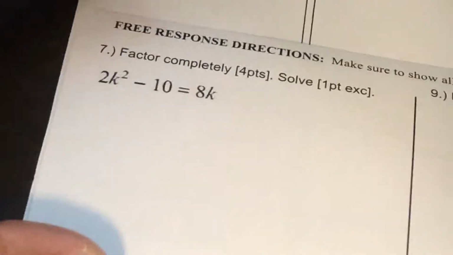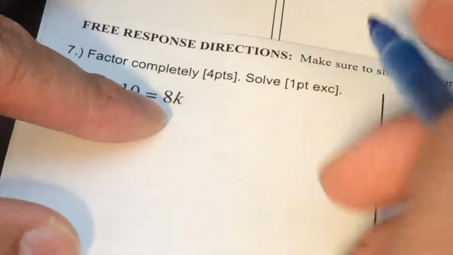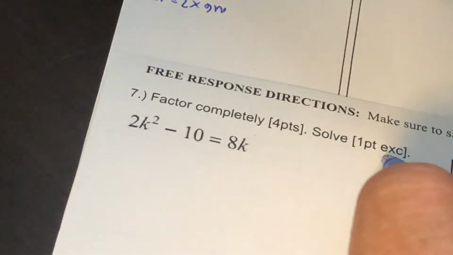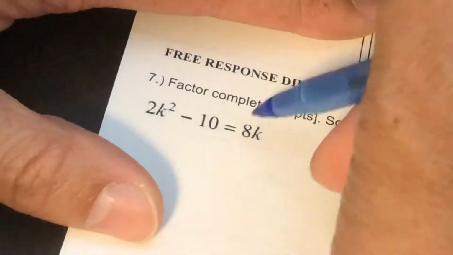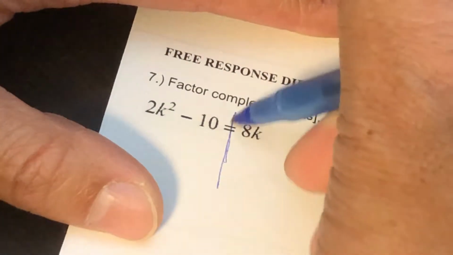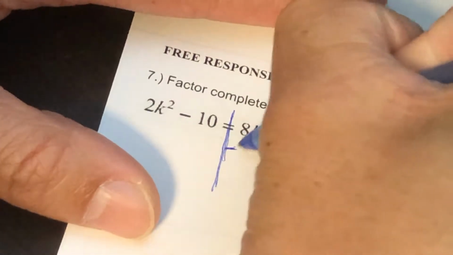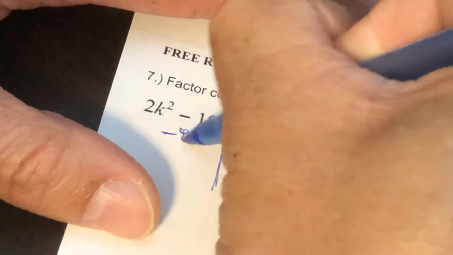Okay, question number 7 on the back side says free response directions. Make sure to show all your work and box your answers. Question number 7, factor completely, and then if you can solve it, 1 extra credit point. So I noticed that this quadratic is not set equal to 0, so I'm going to have to move this 8k across the equal sign, so you will do the opposite. So this is positive, so you'll have to subtract, or negative.